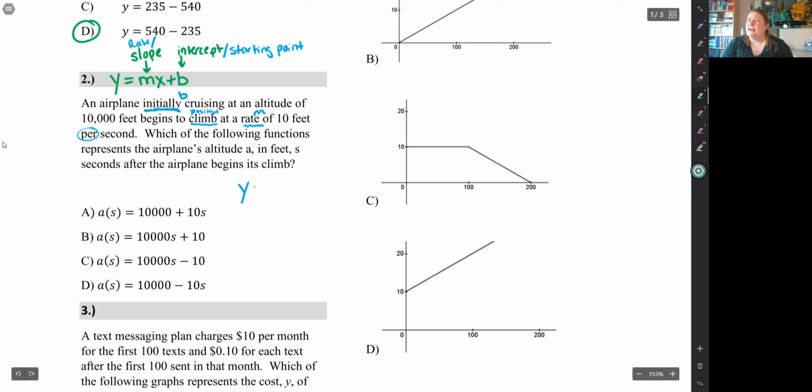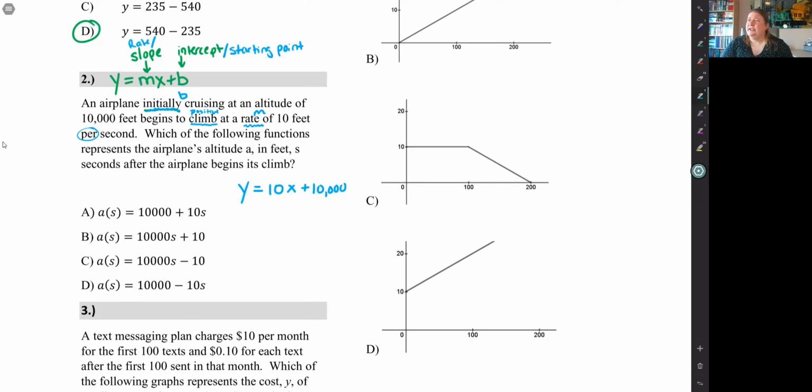So let's put this together. We have y stays as a y, right? M turns into the slope, that's a 10. I know it's a positive 10 because of the word climb. That will be multiplied by my x, and I'm going to be adding 10,000. And just like in the last problem, I now have to take the equation that I wrote and match it to one of the answers.